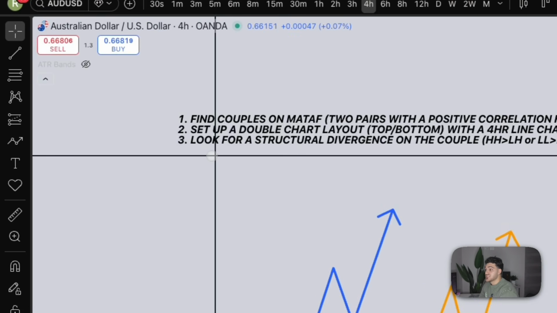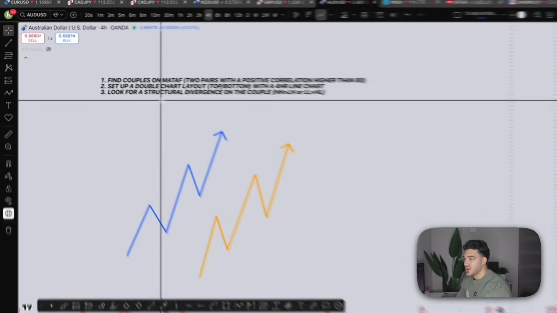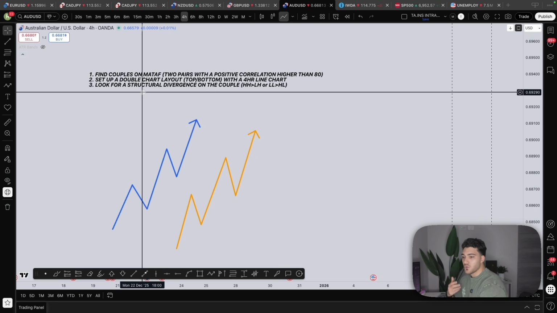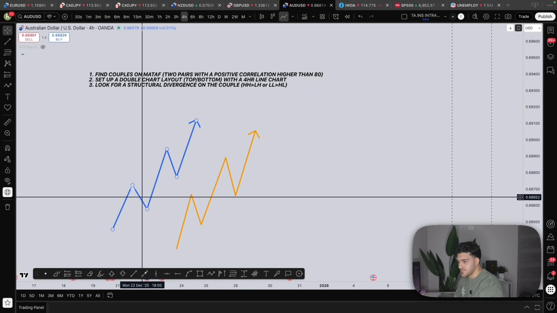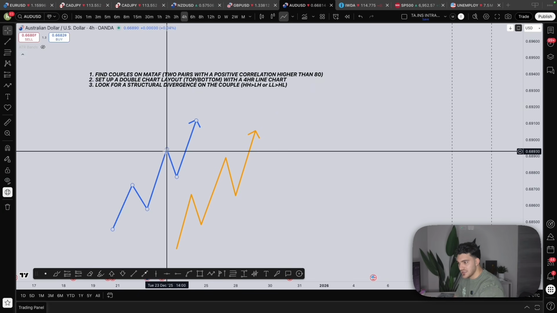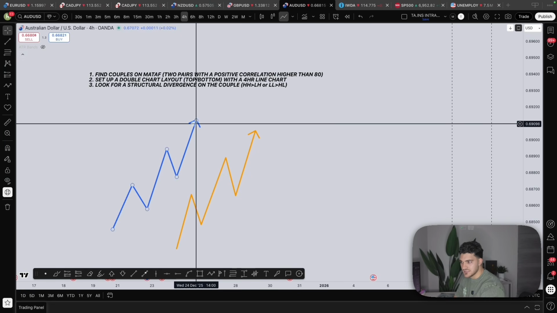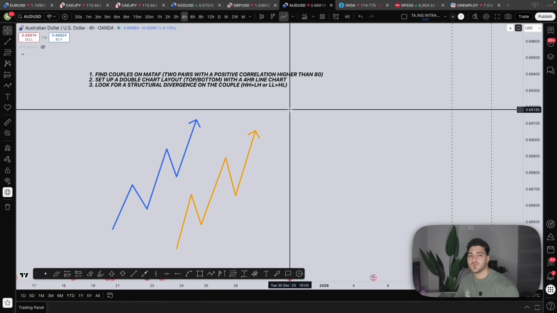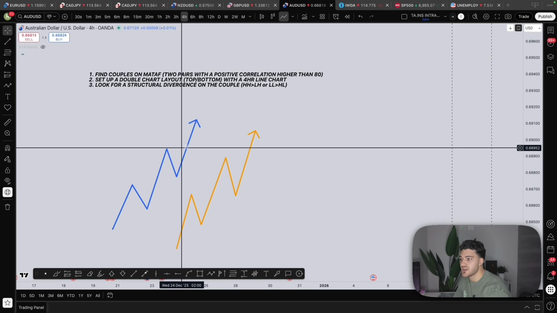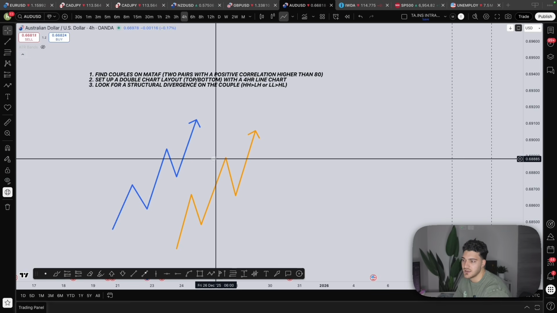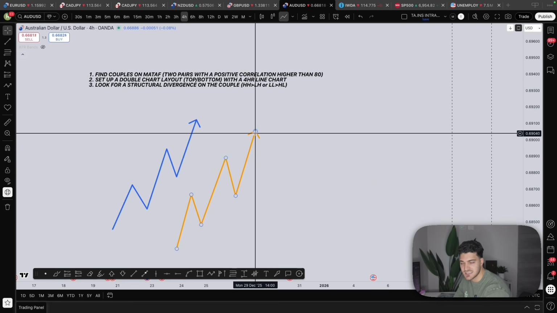The third step is to look for a structural divergence on the couple. What is a structural divergence? You should know what a structure is. So we have here a high, a low, then we have a higher high, and then we have a higher low, and so on. This is again another higher high. Now, when 2 pairs have a high correlation, in that case higher than 80, we should see that the market structure between the 2 of them should be very similar. So in that case, we see that we have higher high, higher low, higher high, higher high, higher low, and higher high. So it's similar.